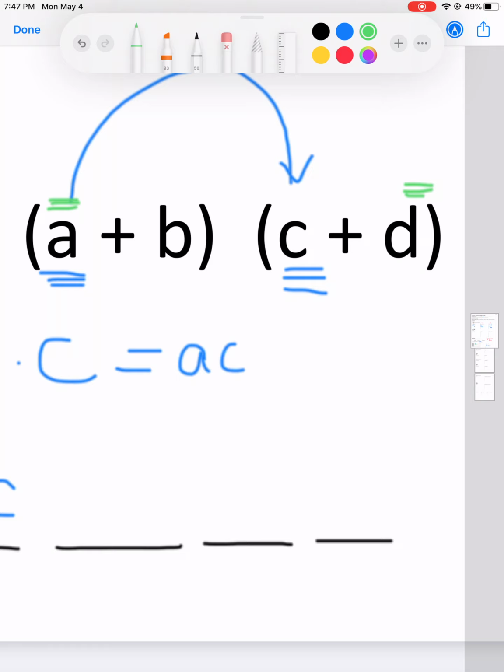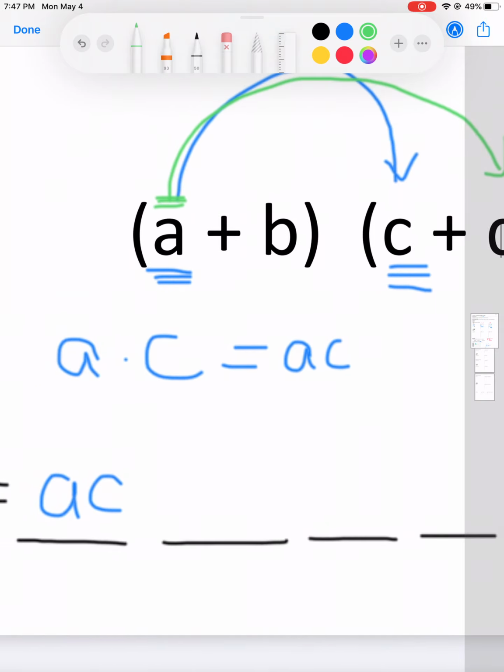So the next thing we're going to multiply together is A and D. So again, A times D is equal just to AD. There's no negatives or positives, so we assume they are positive. We know they're positive, so it's positive AD. We need to get the signs in there now.